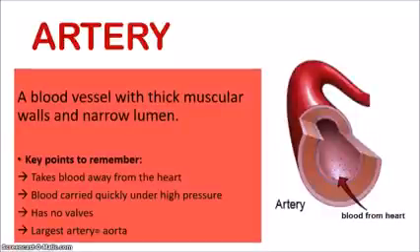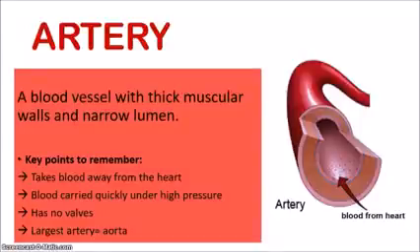Now, the artery is the blood vessel which has the thick muscular walls and the narrow lumen. So you can clearly see this in the diagram here. So the walls are thicker and the lumen is very small. So the lumen is that opening in which the blood is going to be flowing through.